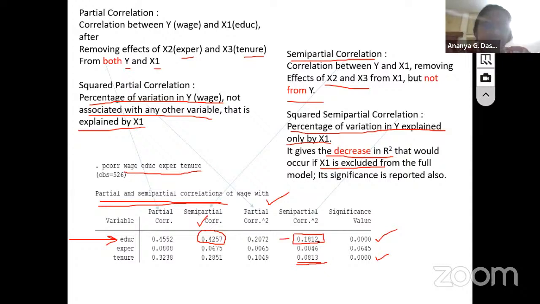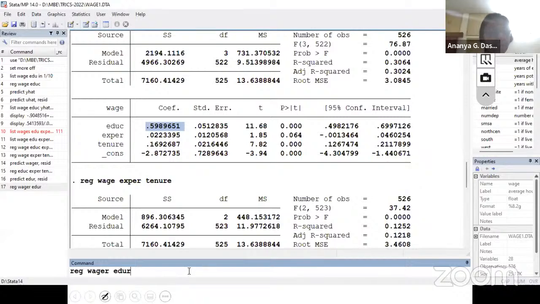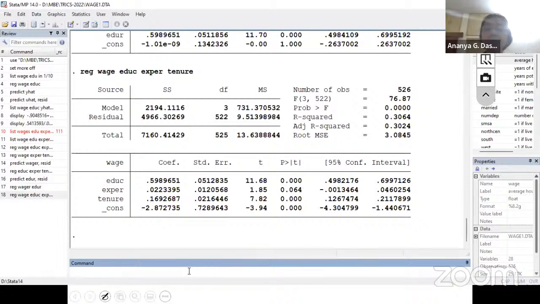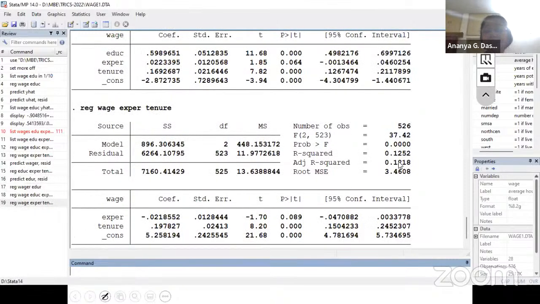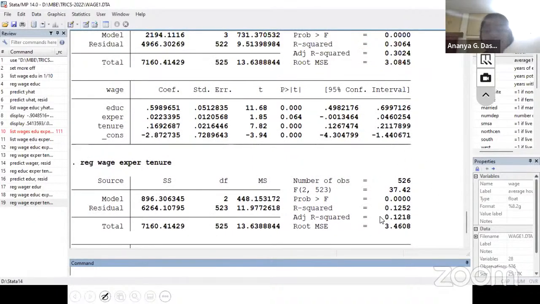So we can actually try this out. In fact, I'll just do that for you. So if you look at a model where I am regressing wage on experience, education, and tenure, let's look at the R squared. The R squared is about 30%. So now, if I remove education, it should decrease by about 18, right? Yeah, so see, it's 12, okay? Just as the semi-partial correlation indicated.